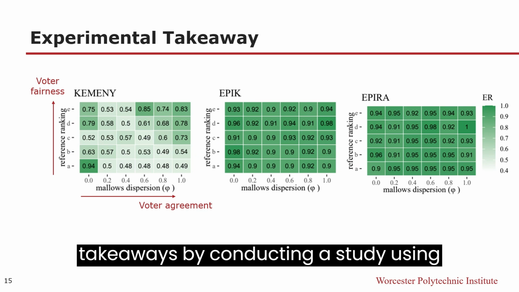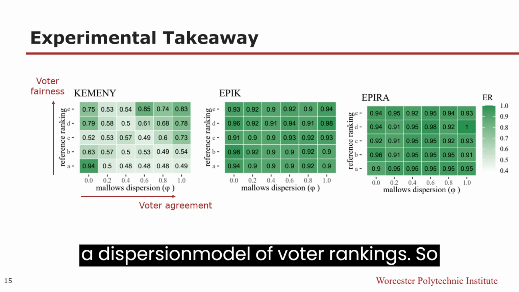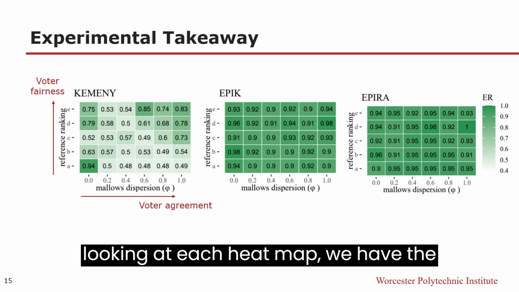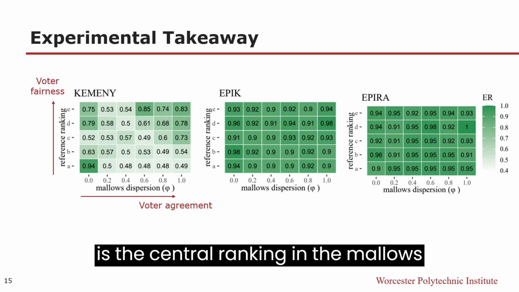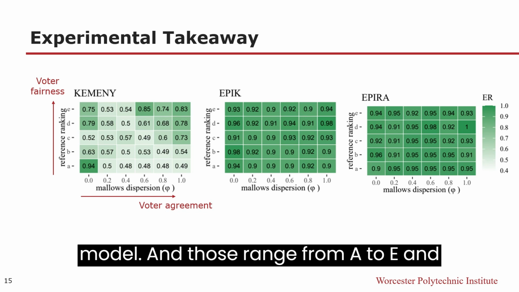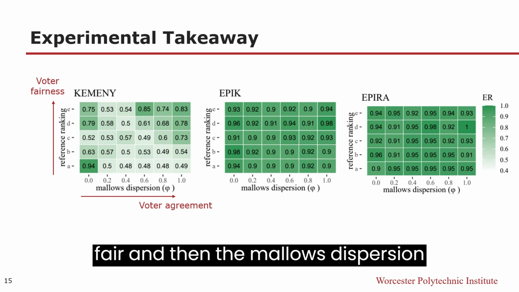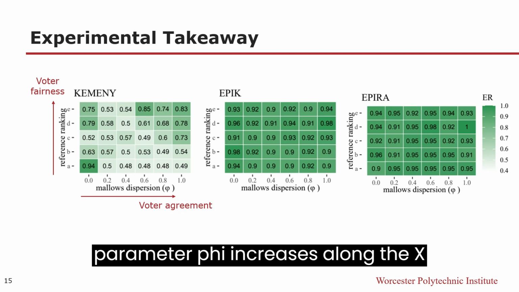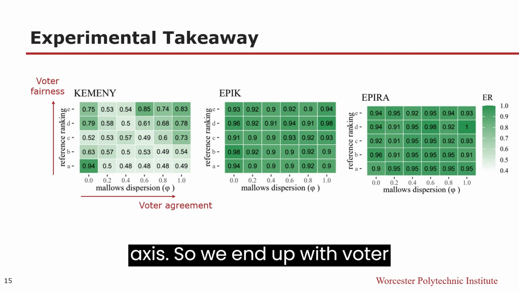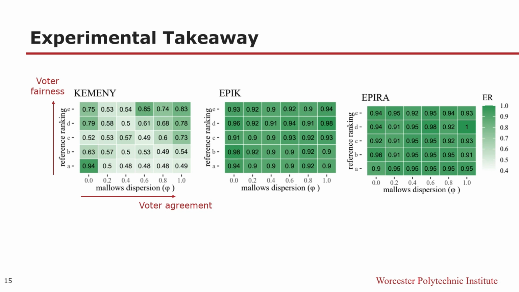We additionally provide takeaways by conducting a study using the Mallows model. The Mallows model is a dispersion model of voter rankings. So looking at each heat map, we have the reference ranking on the y-axis. So this is the central ranking in the Mallows model. And those range from A to E, and as we increase alphabetically, the central reference ranking becomes more fair. And then the Mallows dispersion parameter phi increases along the x-axis, so we end up with voter rankings that agree more with the central ranking.